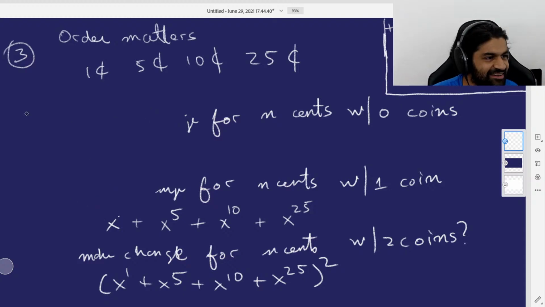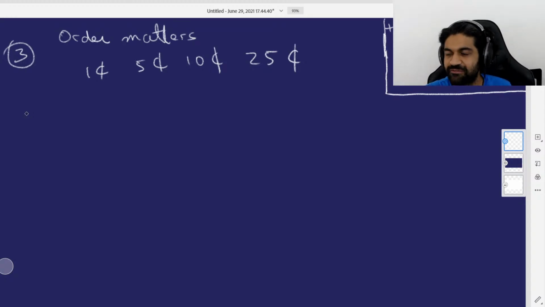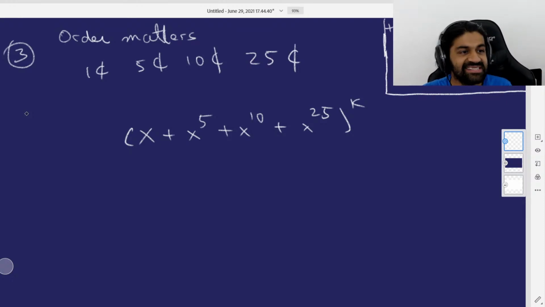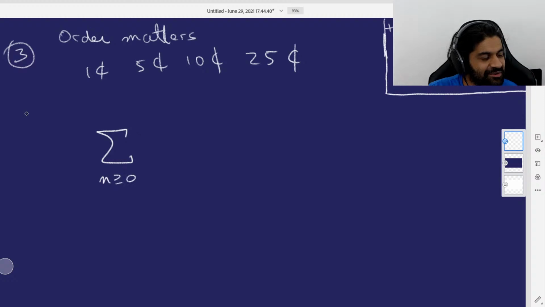So I have a general answer now, which is the number of ways to make change for n cents with k coins will just be this, right? x plus x to the 5th plus x to the 10th plus x to the 25th, to the k. This is going to be the number of ways to make change for n cents using k of the above listed coins, okay? So if I'm allowed to use any number of coins, and watch me carefully now, wouldn't it just be the sum, n greater than or equal to 0, of x plus x to the 5 plus x to the 10 plus x to the 25, to the n?